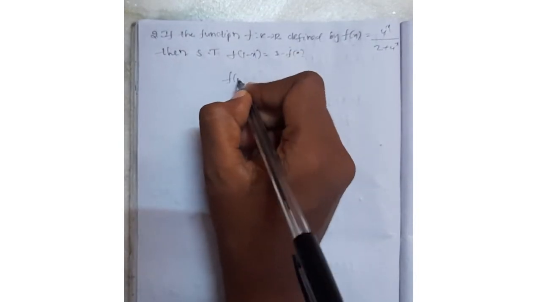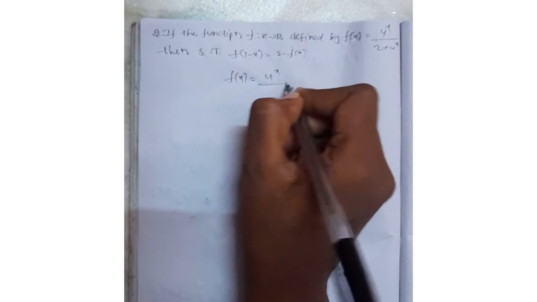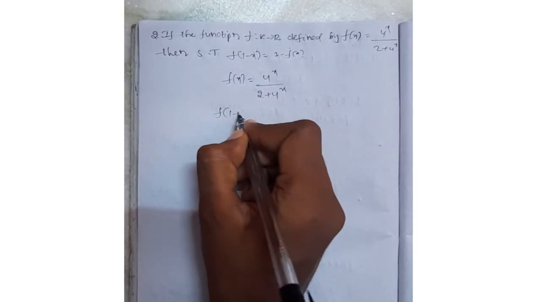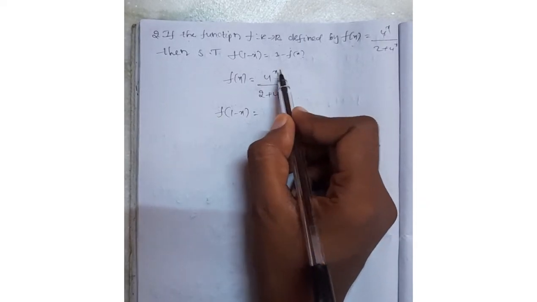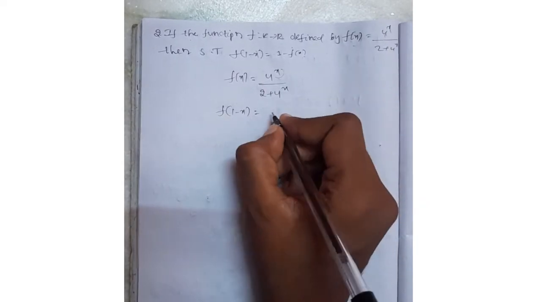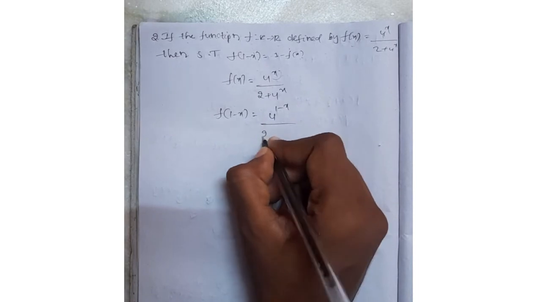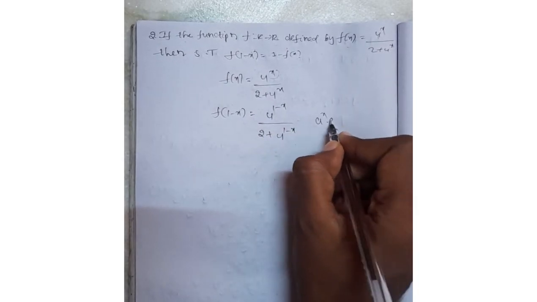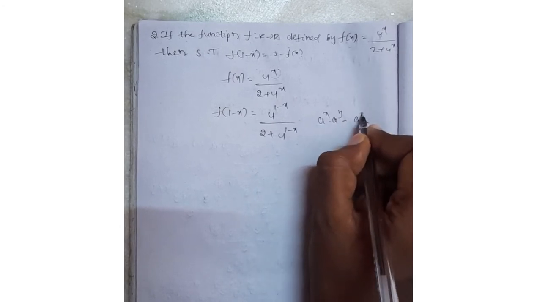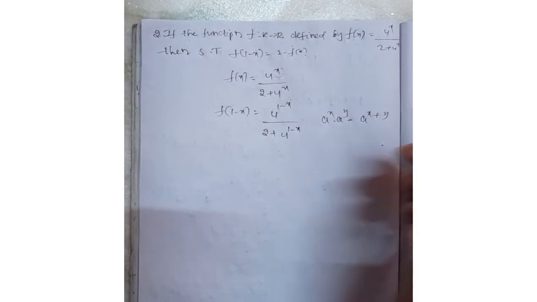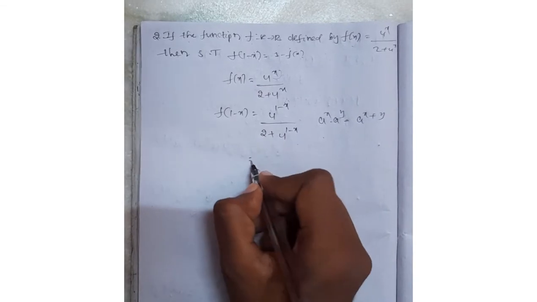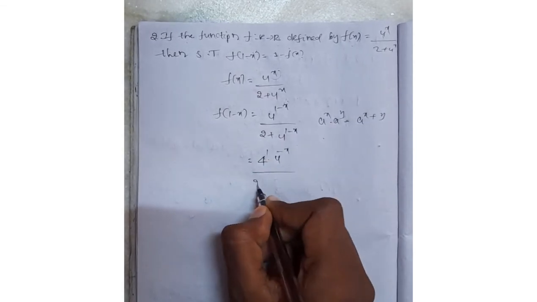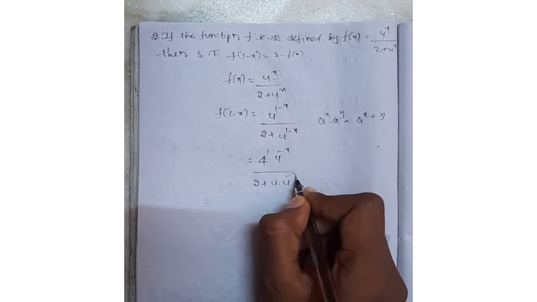So first the function is f of x equals 4 power x by (2 plus 4 power x), right? And now taking LHS, 4 power 1 minus x. In the place of x, we are going to substitute 1 minus x. Simple: 4 power 1 minus x by (2 plus 4 power 1 minus x), right? And here also applying the same property, a power x into a power y equals a power x plus y. But here we have minus, so we can replace it, that's not a problem. Like 4 power 1 into 4 power minus x by (2 plus 4 into 4 power minus x).